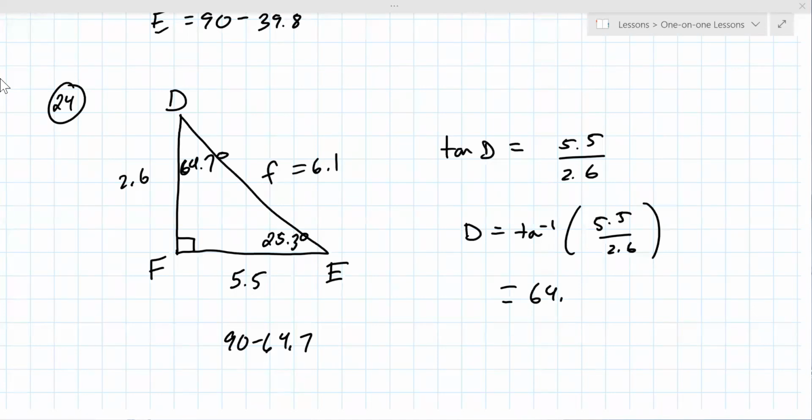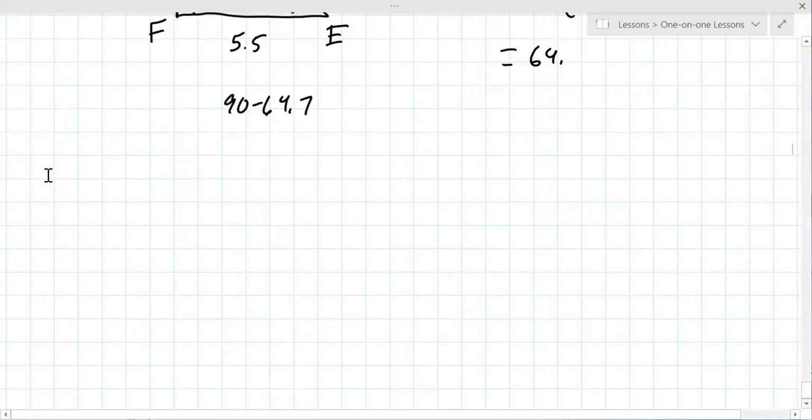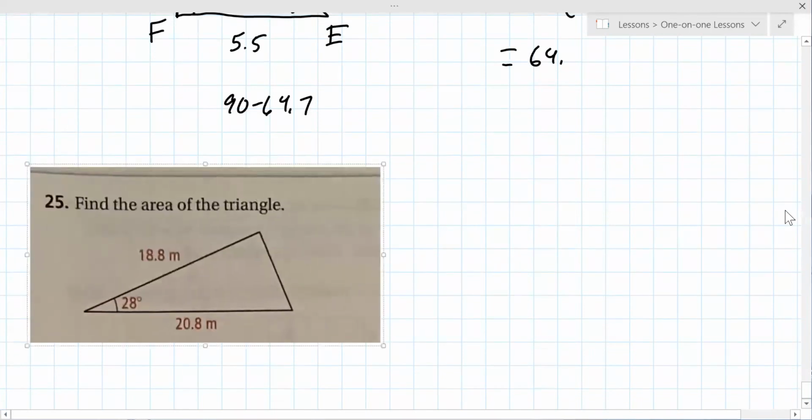All right, 25 is a formula. You would need to know the formula to do this. It's usually taught after law of sines and law of cosines, but in this case they're giving you a side, an angle, and a side.